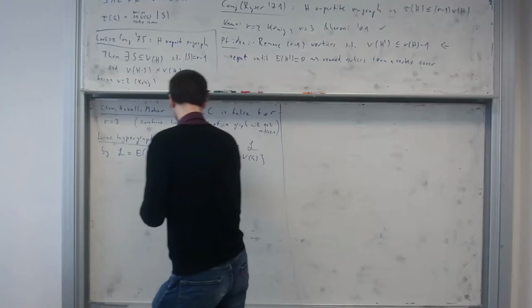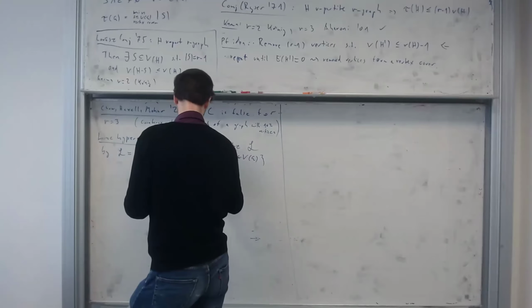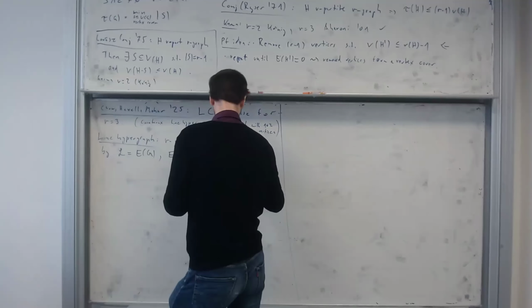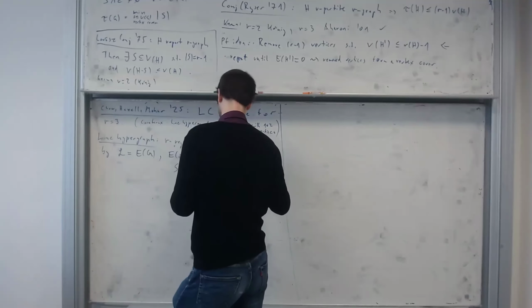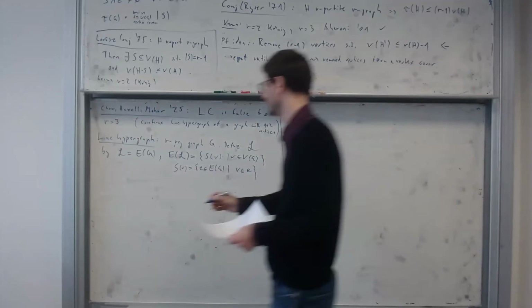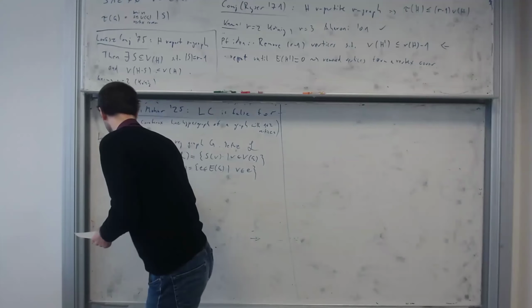And what's an incidence set? Well, an incidence set are just all the edges such that the vertex is in the edge. Yeah? So let's make a drawing for that. Let's say we have a 3 regular graph here. Something like that, something like that.